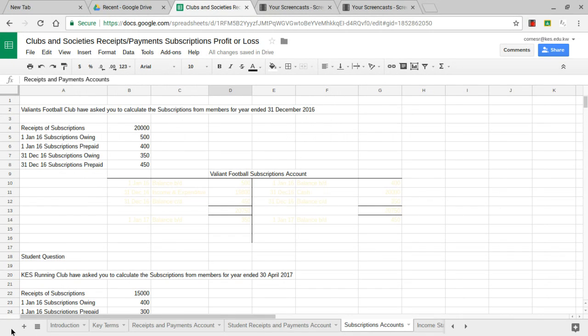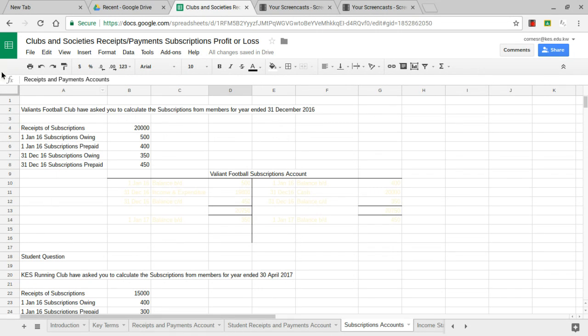All right, subscription accounts. A subscription is money that a member pays into the club to be a member of the club, normally for a year, sometimes for a longer period, sometimes for a shorter period. It is an income account. It's no different to what we did in accruals and prepayments. So there's nothing new here.